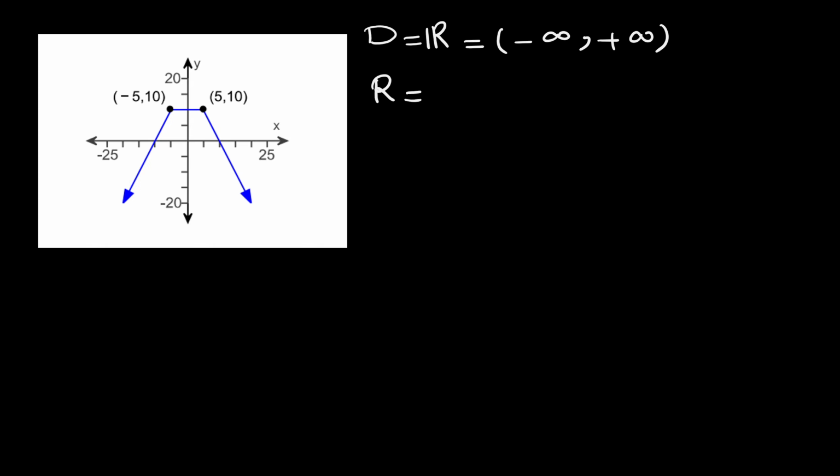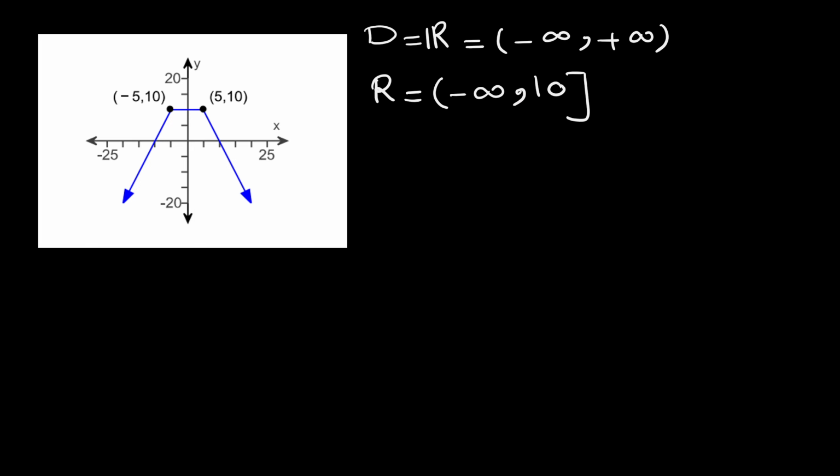Then, what is the range for this function? The range for the function is the set or collection of all y values. Because the function goes to negative infinity, definitely it contains negative infinity. And it has all y values till here, which is positive 10. The greatest y value is positive 10. So from negative infinity to positive 10. And 10 is included because we have the points negative 5, 10 and positive 5, 10 on the graph of the function.